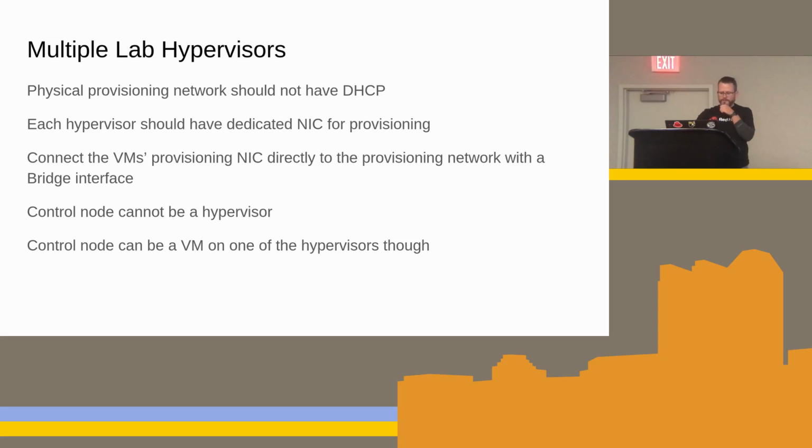The only caveat with this is the control node. The control node cannot be one of the hypervisors, right? Because when you have a bridge connection, the VM can't always talk back to the host. The VMs can talk to each other, but they can't talk to the host. So if you're installing the controller software directly on your hypervisor, it probably wouldn't work this way. But you could always just set up another VM with that software on it.